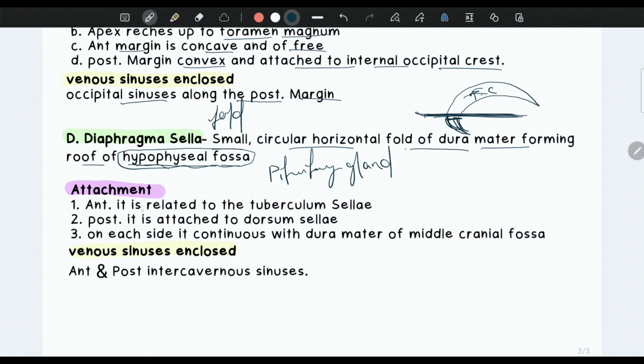For the attachment, anteriorly it is related to the tuberculum sellae. Posteriorly, it is attached to the dorsum sellae. On each side, it continues with the dura mater in the middle cranial fossa. The venous sinuses are the anterior and posterior intercavernous sinuses.